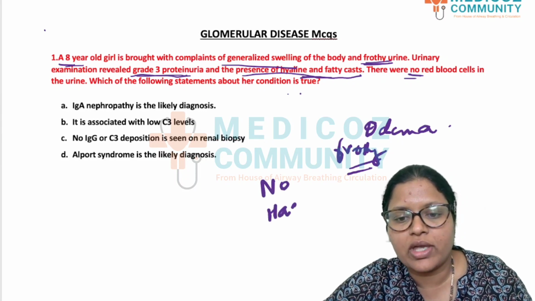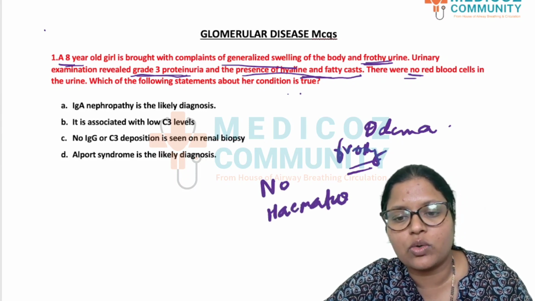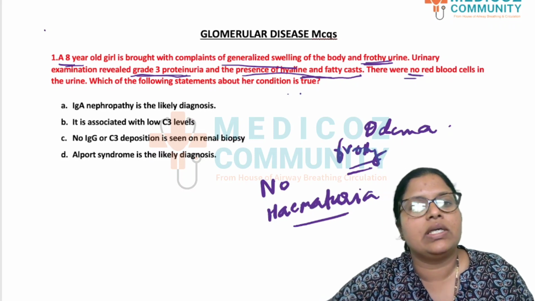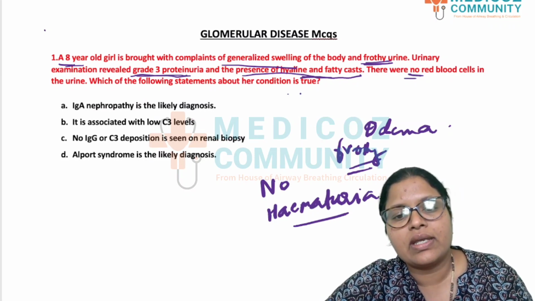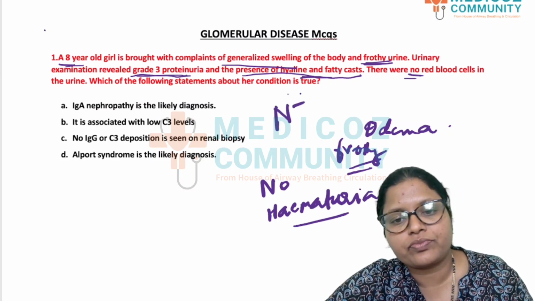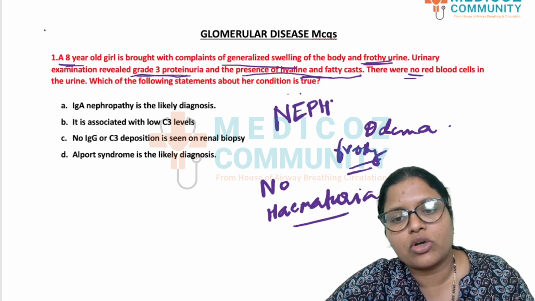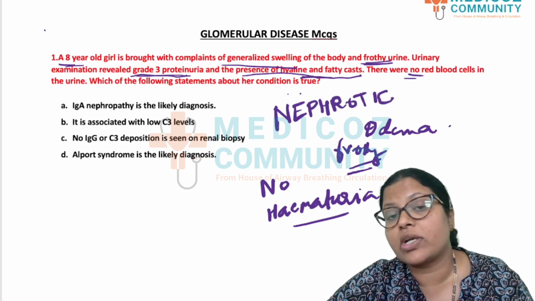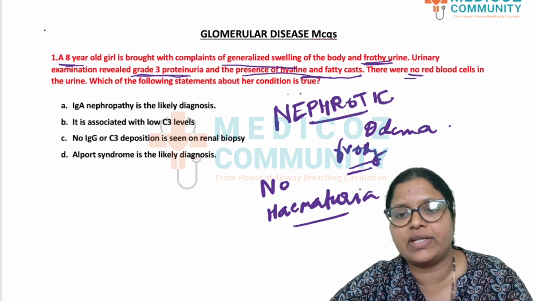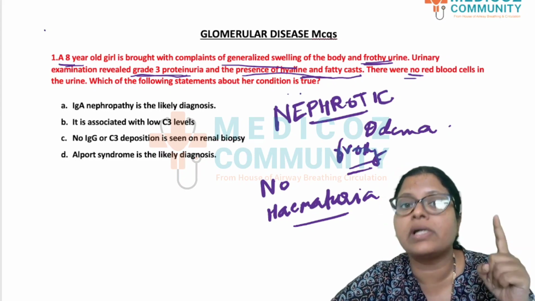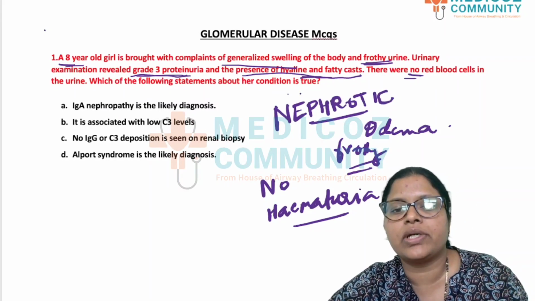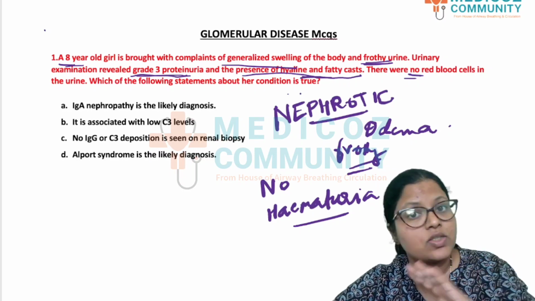Now, when there is no hematuria, what are you ruling out? What syndrome are they talking about? Here they are talking about nephrotic syndrome. And what have they ruled out? They have ruled out nephritis. Why? In nephritic syndrome the most common symptom is hematuria. Here there is no hematuria.